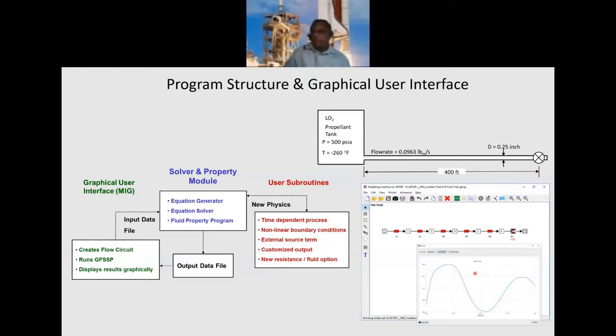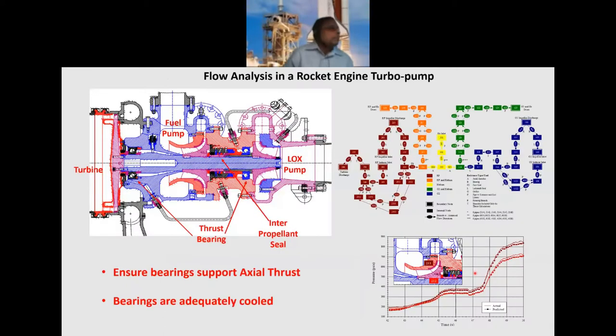So now I'm going to show you a few examples. As I mentioned, the turbopump is one of the most complex components of a rocket engine. And here I'm going to show you a turbopump which has been designed and developed at Marshall, and which was eventually taken by SpaceX, and they are using this in their Falcon rocket. So during the development, we wanted to analyze this.